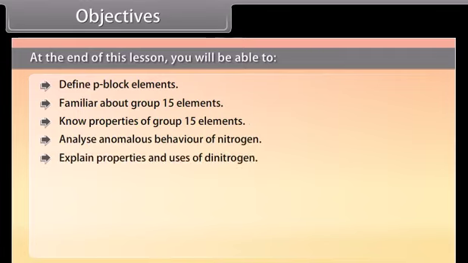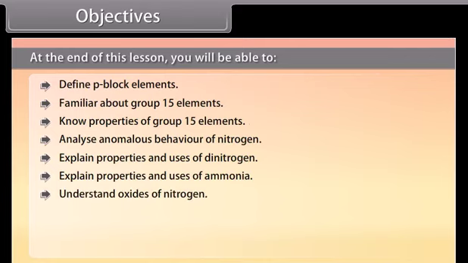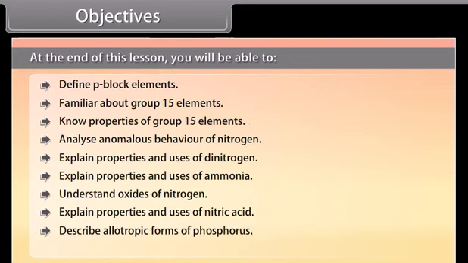explain the properties and uses of dinitrogen, explain the properties and uses of ammonia, understand oxides of nitrogen, explain the properties and uses of nitric acid, describe allotropic forms of phosphorus, explain halides and oxides of phosphorus.